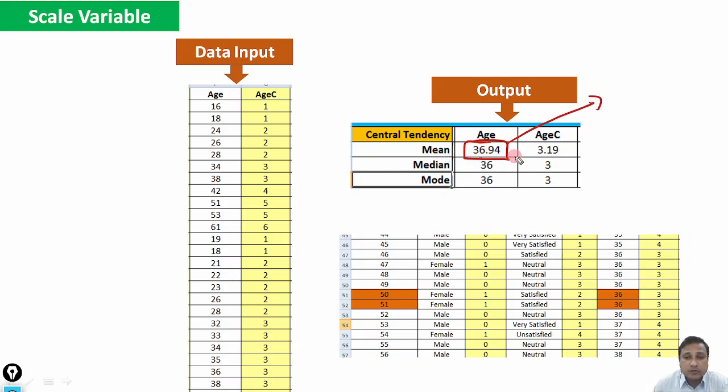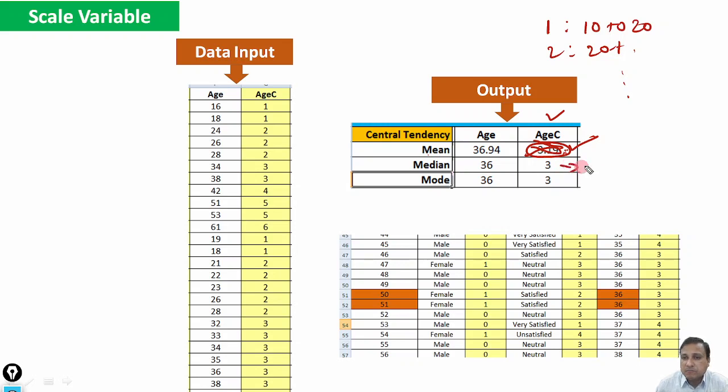Fine. Now if I come to age C, if you remember, we categorized it like this: code 1 is assigned to 10 to 20, then 2 is assigned to 20 to 30, and so on and so forth. So again, if we have categorical data, we cannot give meaning to this part. If you have a categorical variable, then the arithmetic mean will not work.